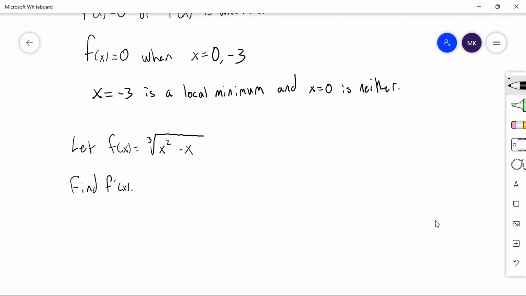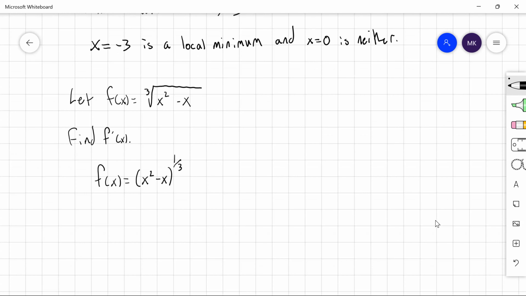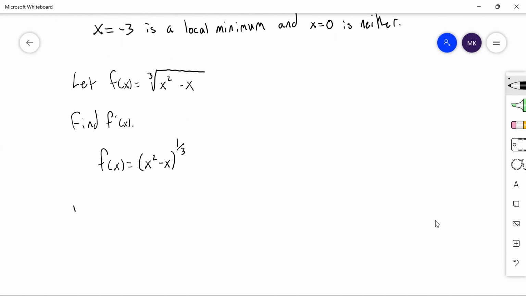To do that, I want to first say that f of x, instead of the cube root of x squared minus x, I want to think of this as x squared minus x to the 1/3. So now we can use chain rule to get that f prime of x. And you may have been able to do this just from what we were looking at before.